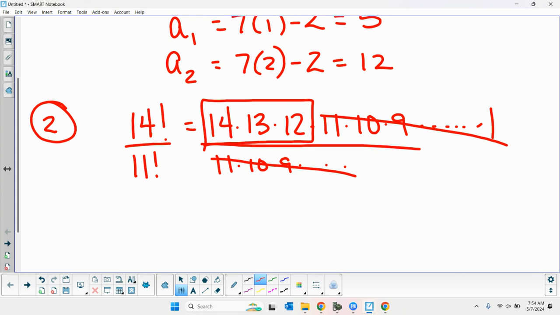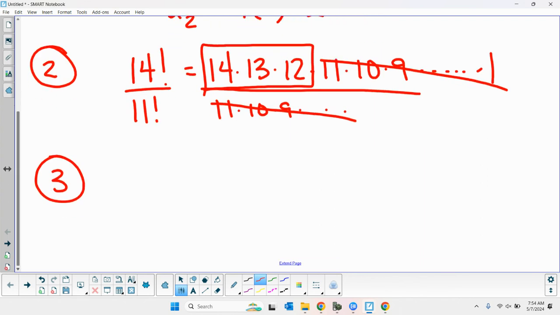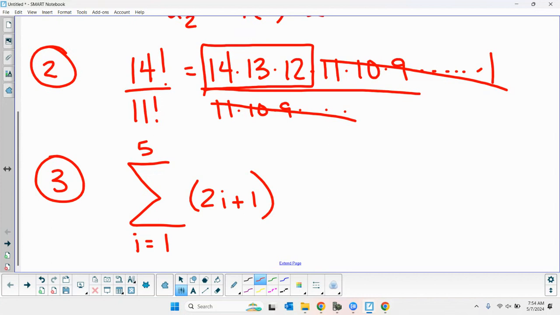All right, number 3. What does sum mean? Add them up, right? So this symbol here, this is the Greek letter sigma. It means to find the sum, okay? And they used i equals 1 and 5, and then they put 2i plus 1 here. So what this is saying is substitute all the numbers 1 through 5 in for i.